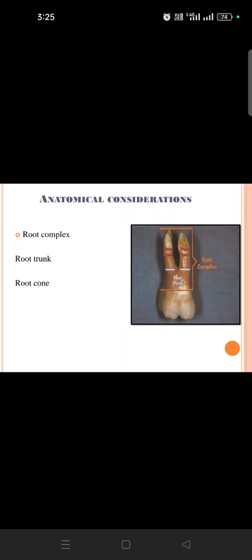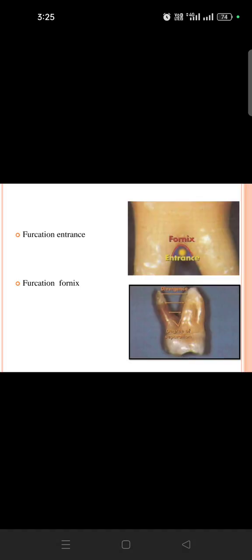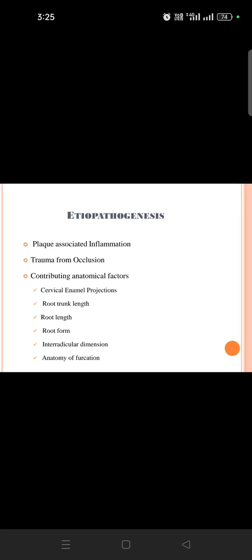Now coming towards some etiological factors, including those of the anatomical considerations that cause furcation involvement. That includes the root complex, in which the root trunk, the root cone, should be small enough. The smaller the root trunk, the better the prognosis for the furcation involvement. Then there are the furcation entrance and furcation fornix. Coming towards the etiopathogenesis, this includes plaque associated inflammation, trauma from occlusion, and contributing anatomical factors like cervical enamel projections, root trunk length, root form, interradicular dimensions, and anatomy of the furcation.